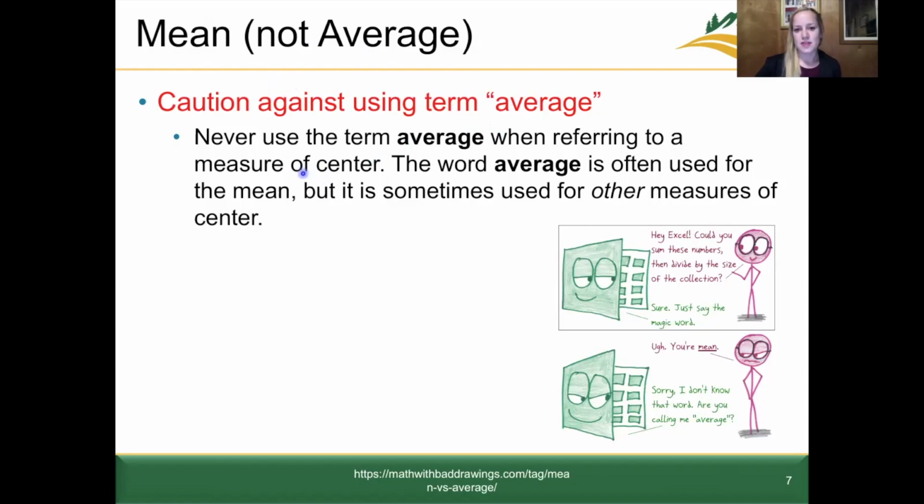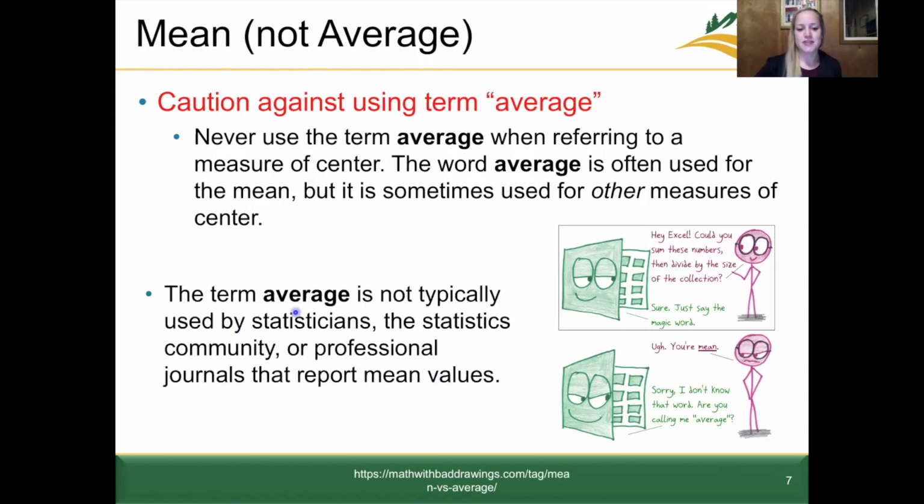We need to be specific. So rather than saying average, we should specify mean or whatever measure of center we're talking about. And here's this sort of funny little cartoon related to this concept of mean versus average. So again, the term average is not typically used by statisticians, and we all are statisticians now. It's also not used in the statistics community or in professional journals that may report mean values. Okay, so the takeaway here, we're going to call it mean and not average.